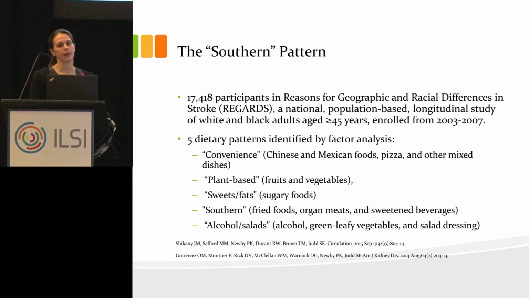People choose patterns for lots of reasons, okay? So these people are choosing them because these foods are quick and easy, not necessarily for cultural reasons or any other reason. Plant-based, sweets and fats, Southern, and alcohol and salads, or as I like to call it, Saturday night. So the Southern pattern is really defined by fried foods, organ meats. Remember I said some of those sweetened beverages.